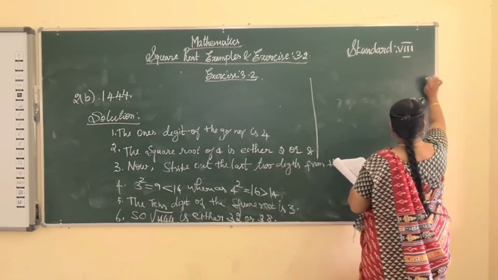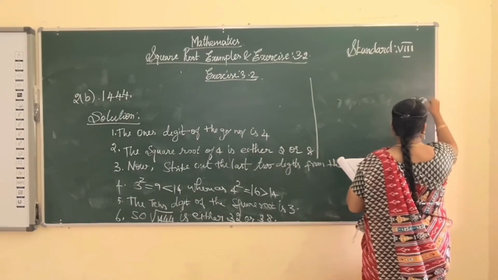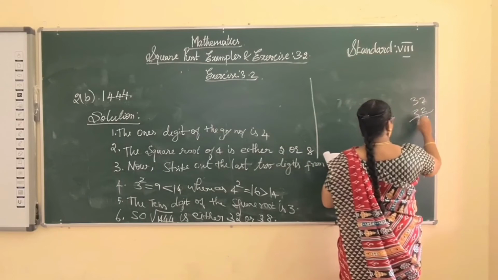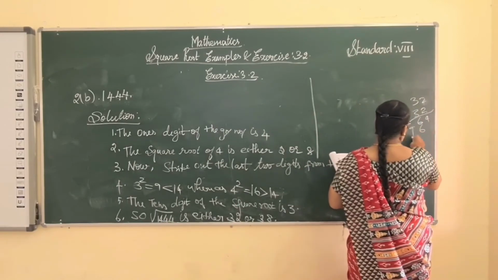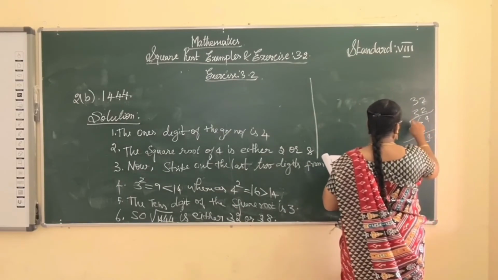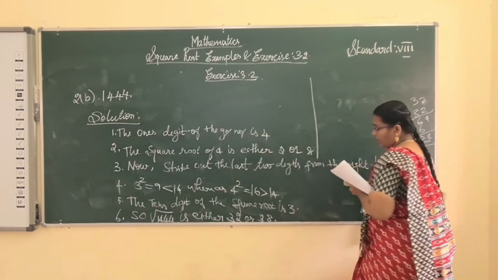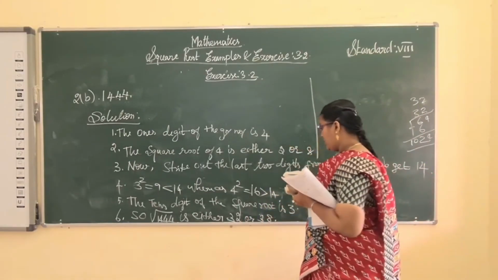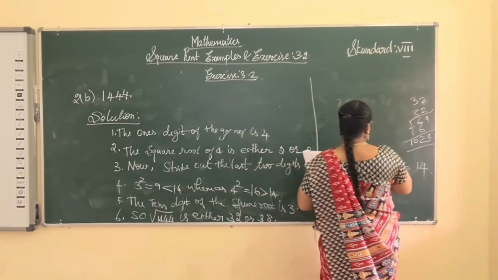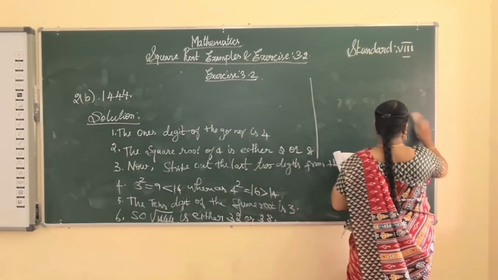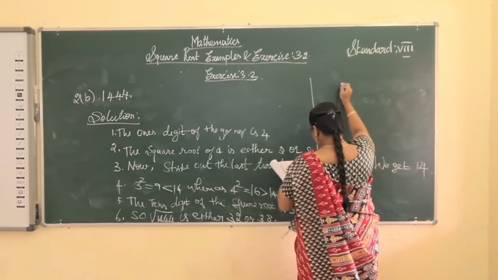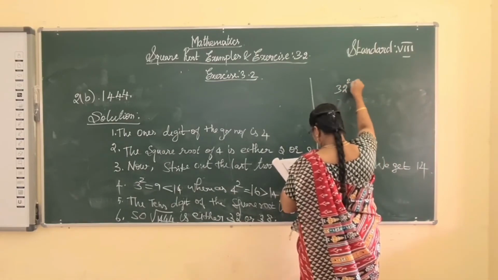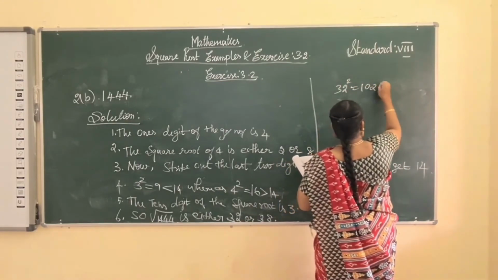32 square. So 2 2s are 4, 2 3s are 6, 3 2s are 6, 3 3s are 9. So we get 1024 only from the 32 square. So we have checked the next one, 38 square. Here, 32 square is equal to 1024.